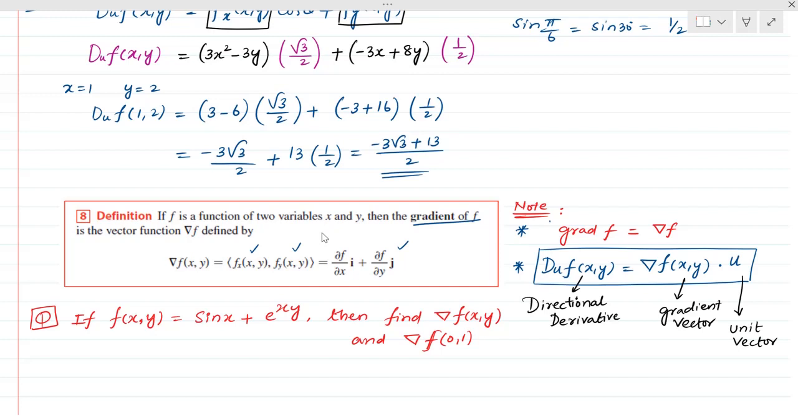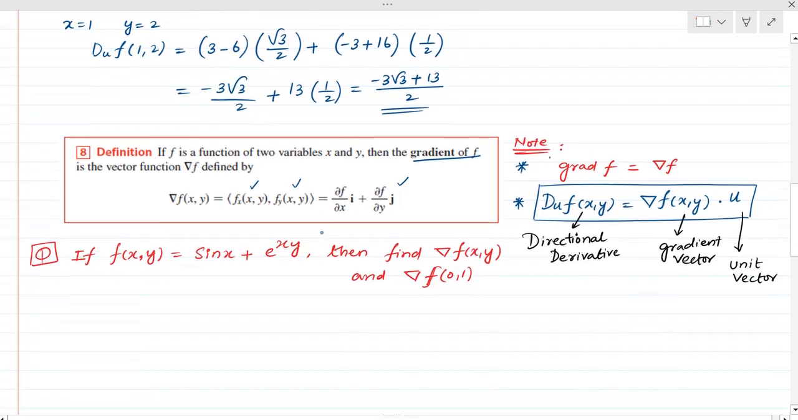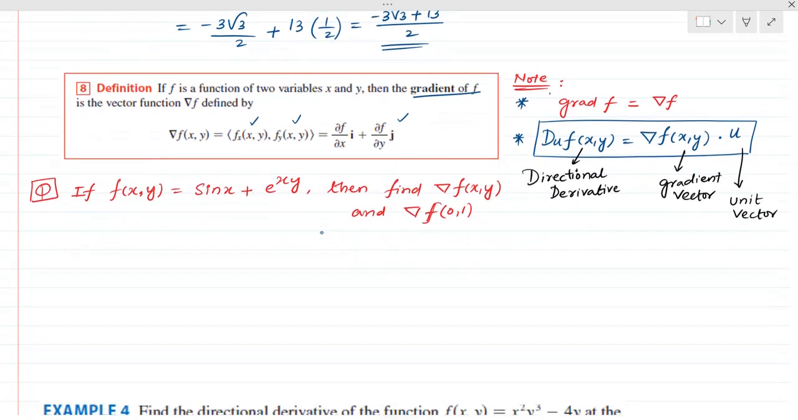And the next one is the gradient and directional vector. What is the relationship between the directional derivative and the gradient vector? The directional derivative equals the gradient vector dotted with the unit vector. So whenever the gradient vector is given, we will calculate by multiplying by the unit vector, and you will find the directional derivative. Let us start with this one.